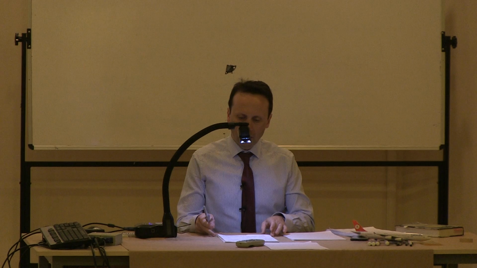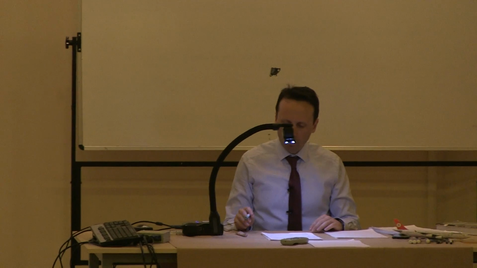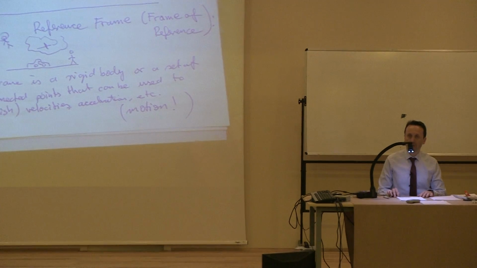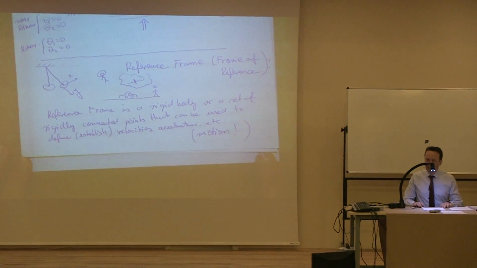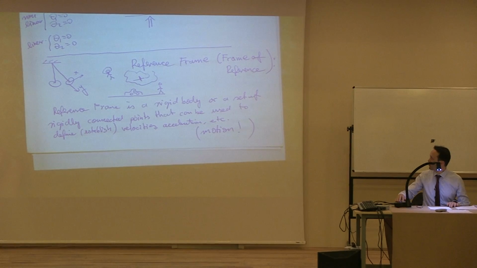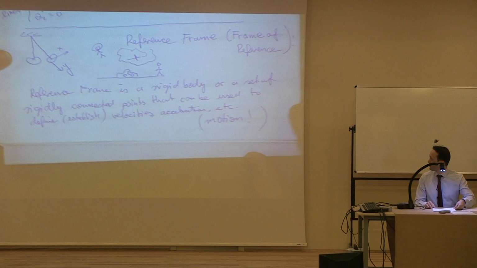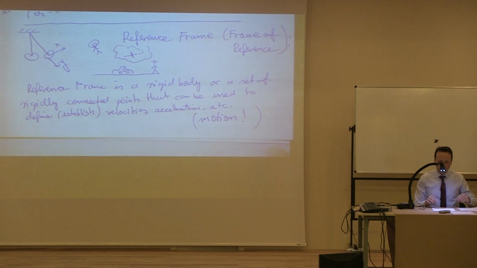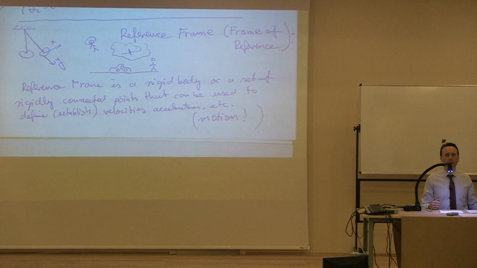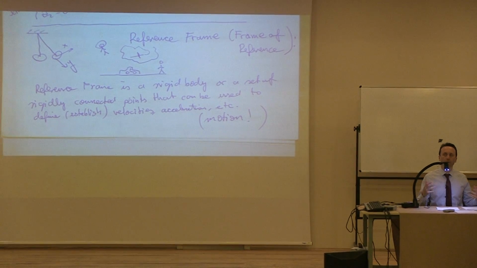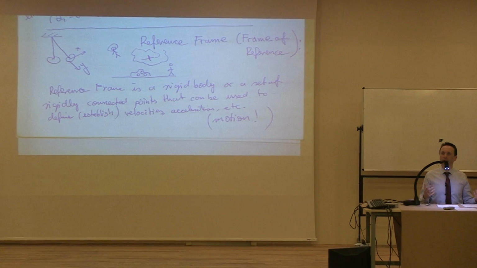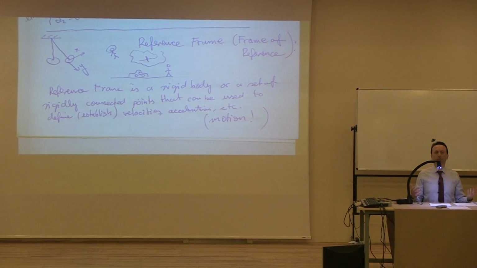So to review very quickly what I did last week, we started defining the reference frame. We said a reference frame is a rigid body or a set of rigidly connected points that can be used to define velocities, accelerations. Basically, that defines motion. So that's kind of an important thing, because we define motion based on reference frame. The motion of something, or the observation of the motion of an object, is observed differently from different reference frames.